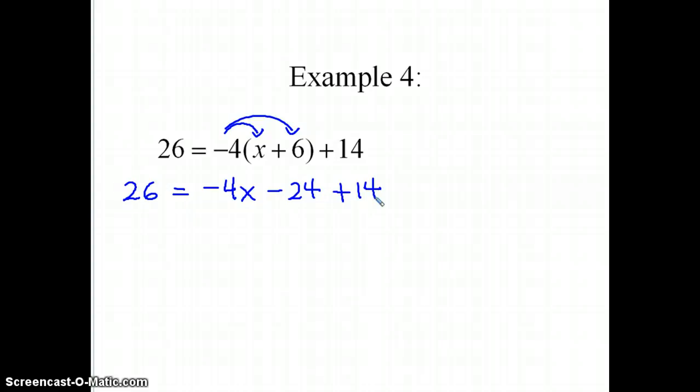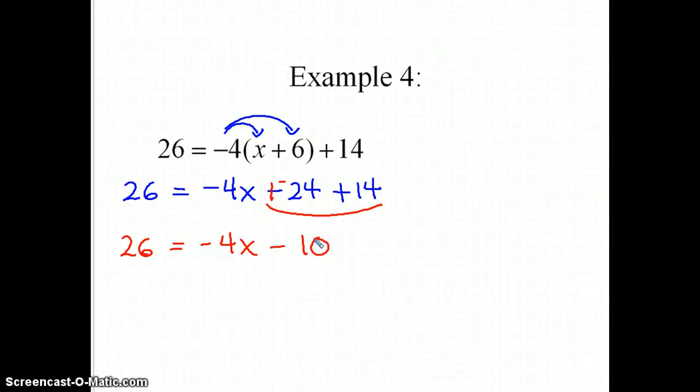Again, I have subtractions occurring, so I'm going to change them to adding the opposite. So I have negative 4x plus a negative 24 plus 14. Now this time, I do not need to use the commutative property because my constants are already together. So my next step, I will be copying down 26 is equal to negative 4x, and then I'll combine negative 24 plus 14. That gives me a negative 10.